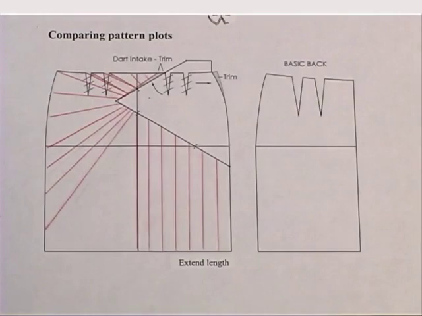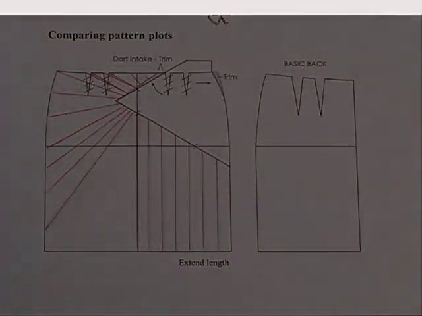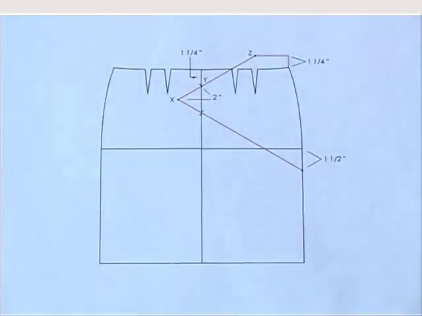Now compare the plot of your pattern with the illustration, then erase the lightly drawn lines and continue. Draw the inset using the dimensions that are given, or use your sense of line and balance when drawing the style lines. Draw a line 1 1/4 inches up from side waist and continue the line parallel with the waistline.